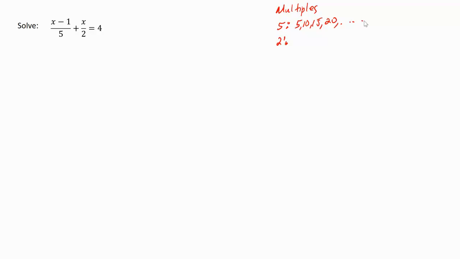Next, I'll write out the multiples of 2: 2, 4, 6, 8, 10, 12, 14, and that'll keep on going. Notice we will have infinitely many multiples, but only one least common multiple. Between 5 and 2, the least common multiple is 10. So in order to remove the fraction, we're going to multiply both sides of our equation by 10.